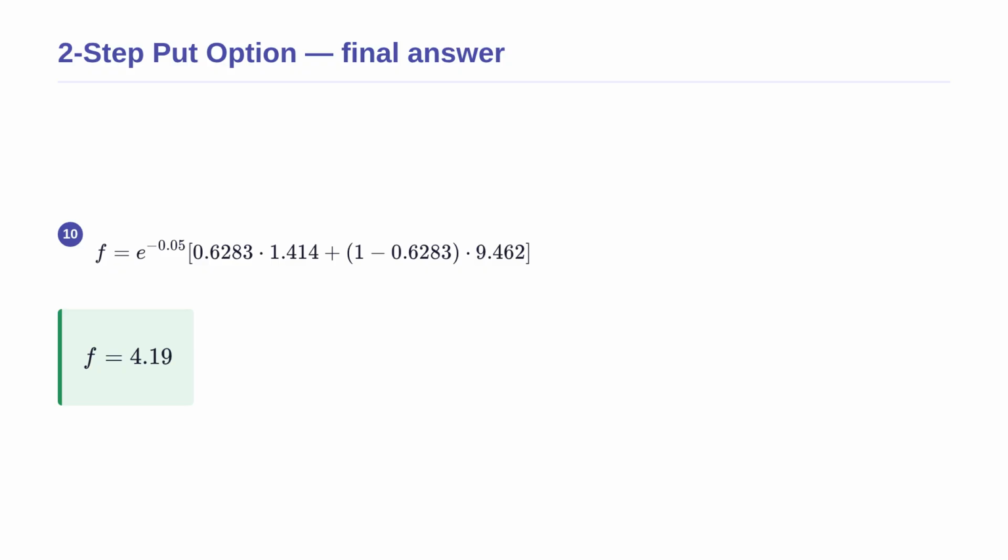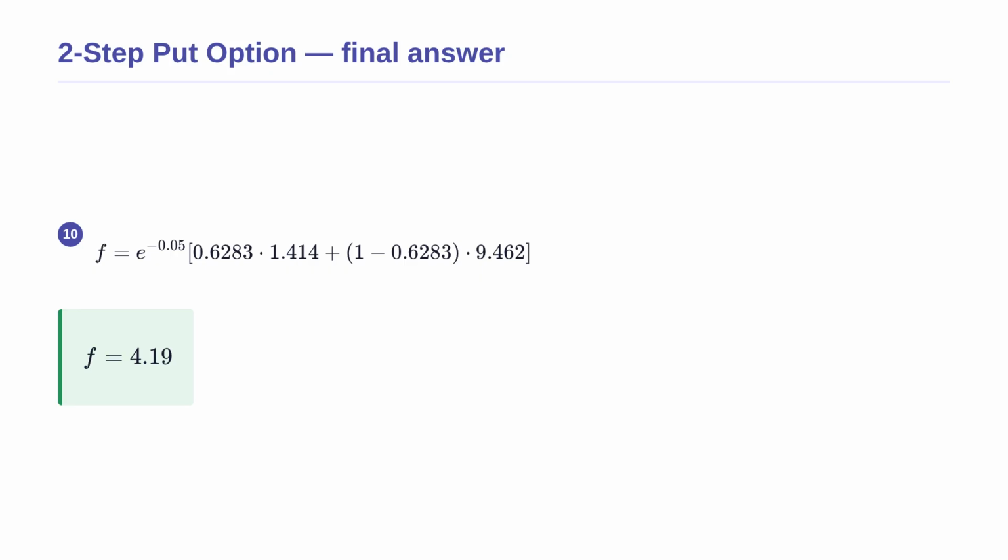Finally, we step back to year 0 to find the price today. We use the year 1 intermediate values we just calculated. We weight them using the exact same risk-neutral probability and discount this expected value back by 1 more year. This completes our backward induction process. The fair price of this 2-year put option today is 4.19. By breaking a complex 2-year problem into 2 simple 1-year steps, we successfully calculated the exact value of the contract today.